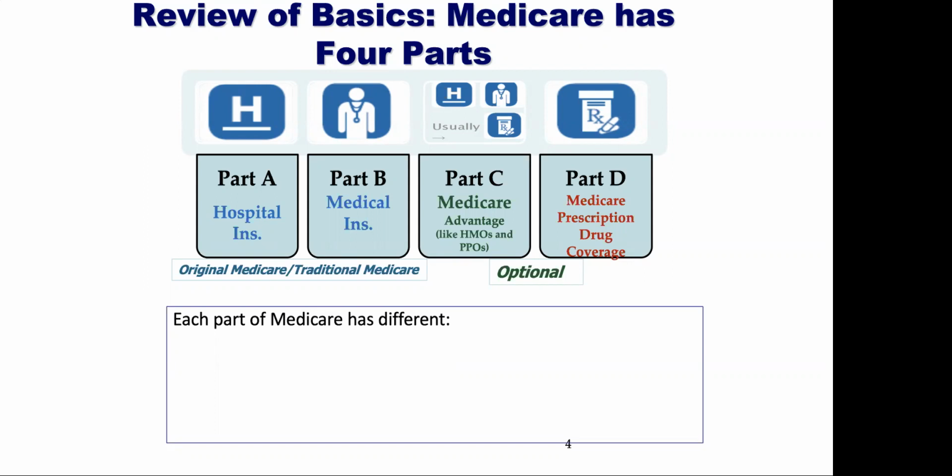The other way to get Medicare is through Medicare Part C. That stands for Medicare Advantage plans like HMOs and PPOs. These plans, which you see advertised on television, especially now during the annual enrollment period, which is running from October 15th until December 7th.